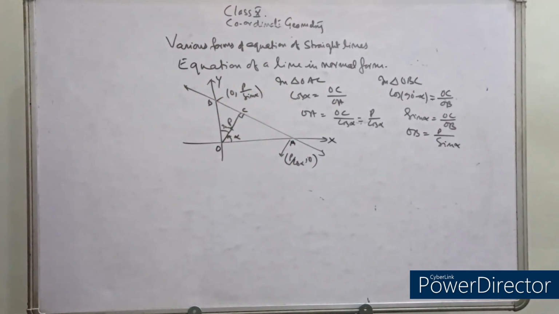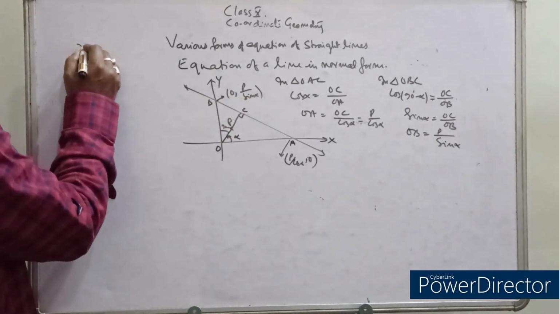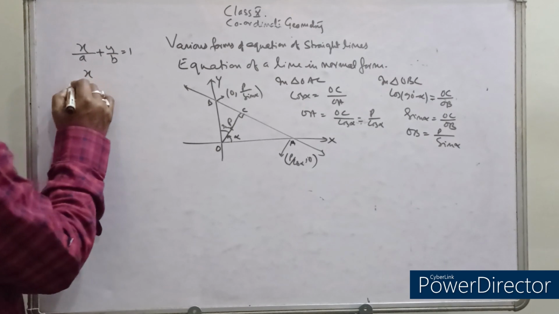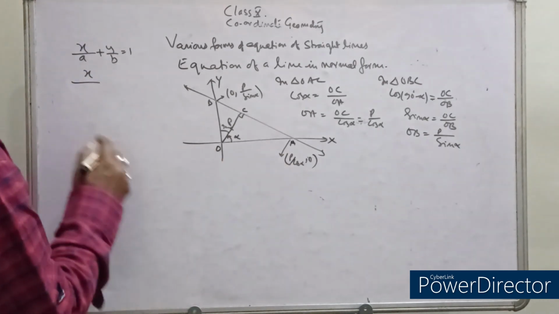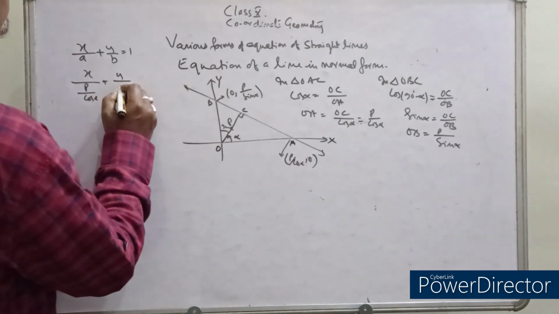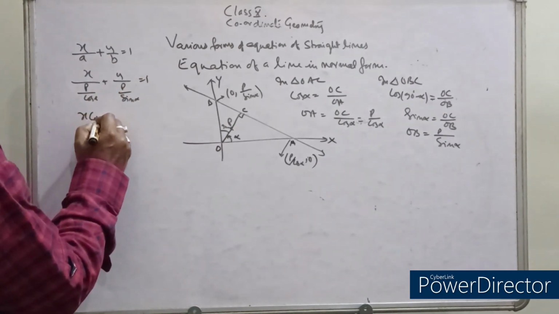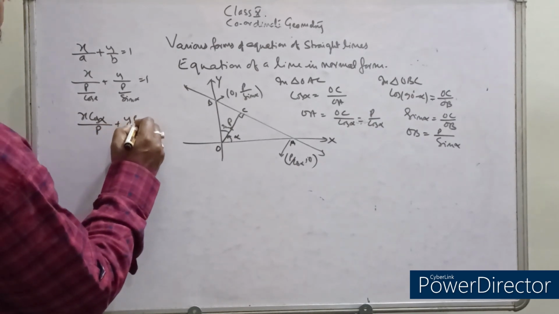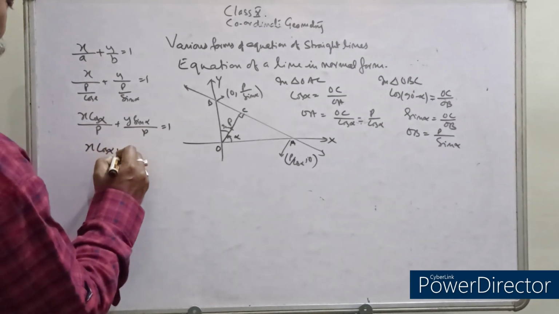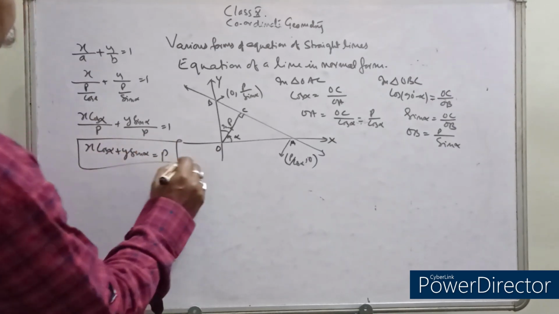Now here I can use the help of the intercept form. According to intercept form, x by a plus y by b is equal to 1. So here x by a, your a is P by cos alpha, plus y by b, with b as P by sin alpha, that is equal to 1. So x cos alpha by P plus y sin alpha by P is equal to 1. So x cos alpha plus y sin alpha is equal to P. So this is the equation of the line.